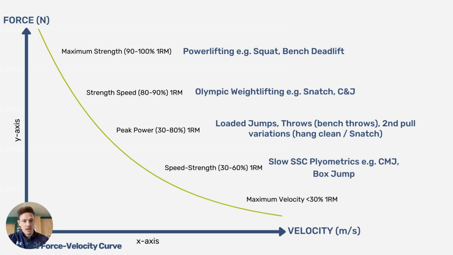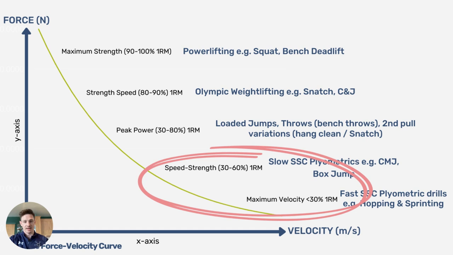So we've got our slower stretch shortening cycle, which we'll explain a bit later what exactly that means. Things like counter movement jump and box jump. And then down the very bottom, we've got our fastest movements, our fast stretch shortening cycle. So things like hopping and sprinting would come into that category. And that is essentially where plyometrics come into their own. That is where the box that we're trying to tick is, down the bottom of this velocity curve.